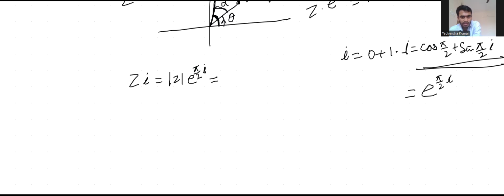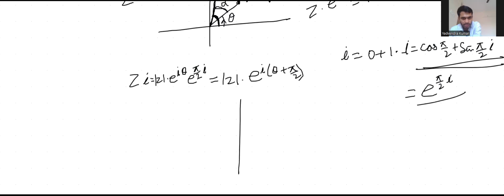So now here you will understand. What is Z? Z is modulus of Z into e to the power iota theta. Now it will become modulus of Z into e to the power, take iota common, theta plus pi by 2. So now the position of Z has changed by 90 degrees.